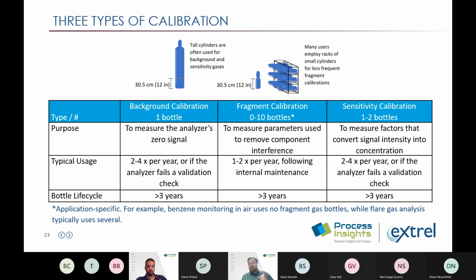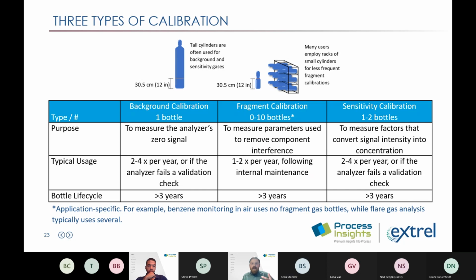The reason the mass spec has more cal gases than the GC is this third category, which are called fragment calibrations. The fragment calibrations give the mass spec the information it needs to handle those interferences and separate them in real time. So by adding those extra calibration gases, we enable the speed of the mass spectrometer. This is really why the mass spec is able to measure all the things that it measures and still report them as quickly as it does, in seconds.